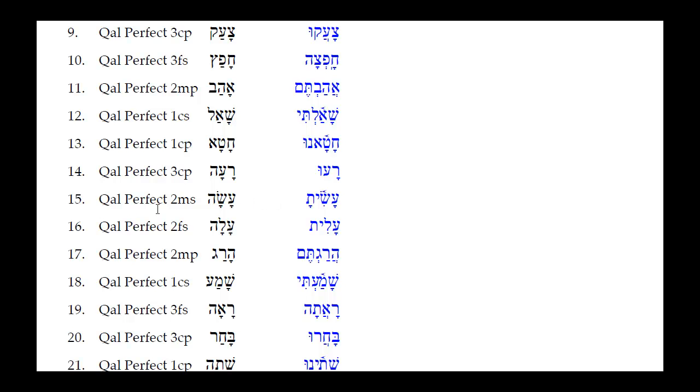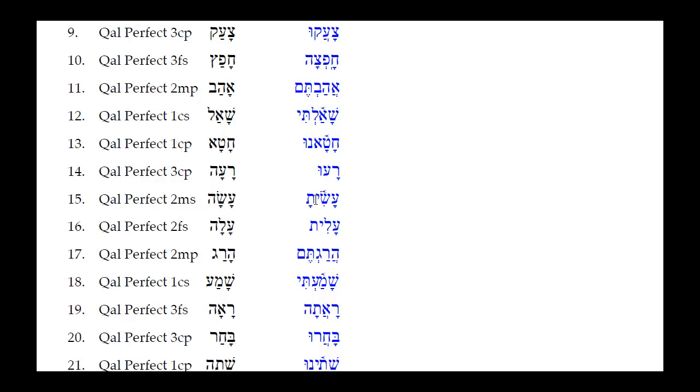15 is asa, another third hey verb. They want to know the qal perfect second masculine singular. So we know masculine singular is the tav with the qamets up under it. Now, under the third hey verbs, when you get into the second persons here, the hey drops out and the hireq yod takes its place. So you have asita. Asita. For you did or made.